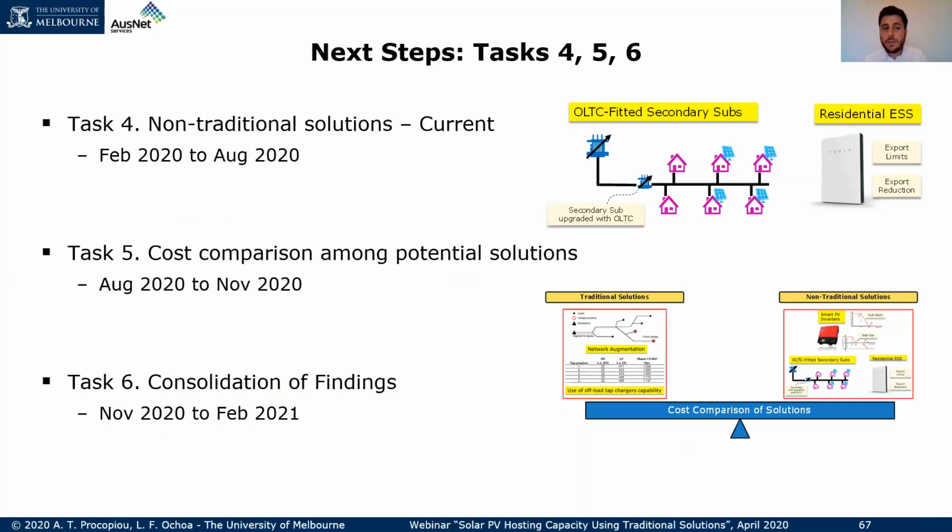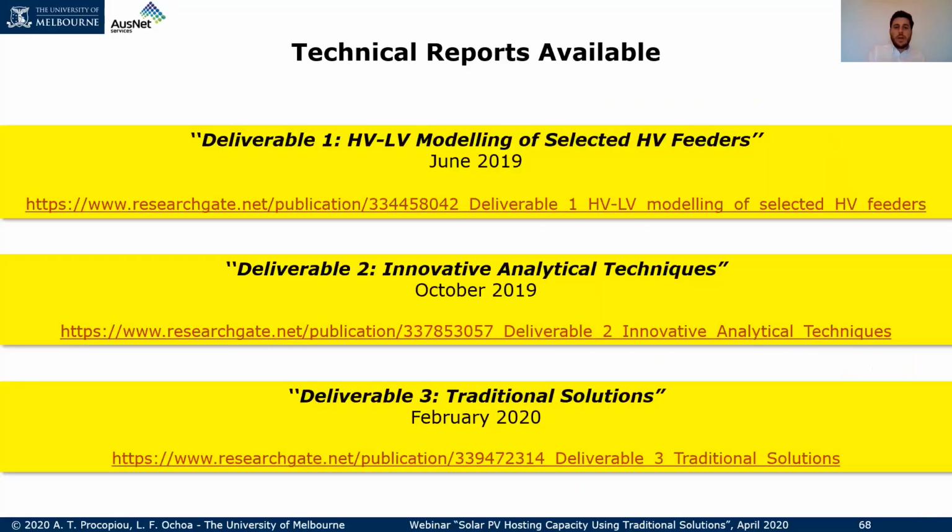And task 5 is going to focus on trying to understand the cost of implementing any of these solutions that we have shown and compare them with the different methodologies and solutions that we have shown in the previous tasks. Task 6 will try to sum up everything and provide recommendations for the DNSPs, so they can be more prepared and also make more informed decisions when they are considering such solutions to increase the hosting capacity of their networks.